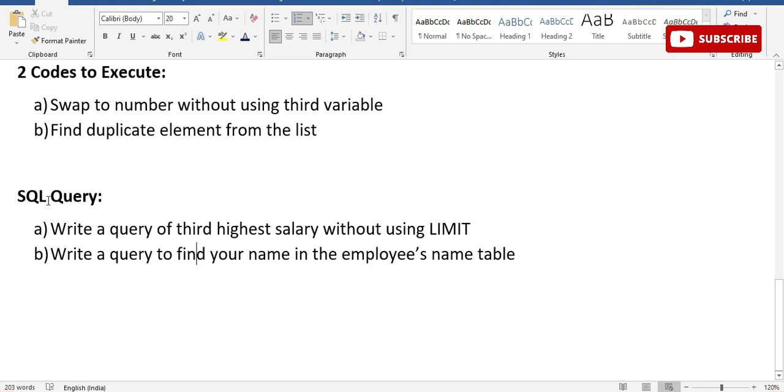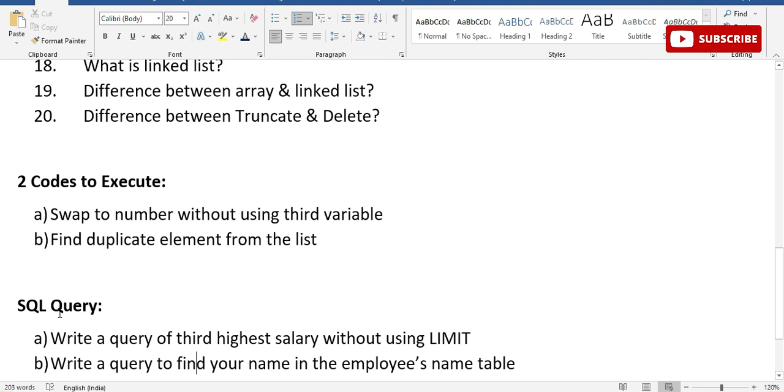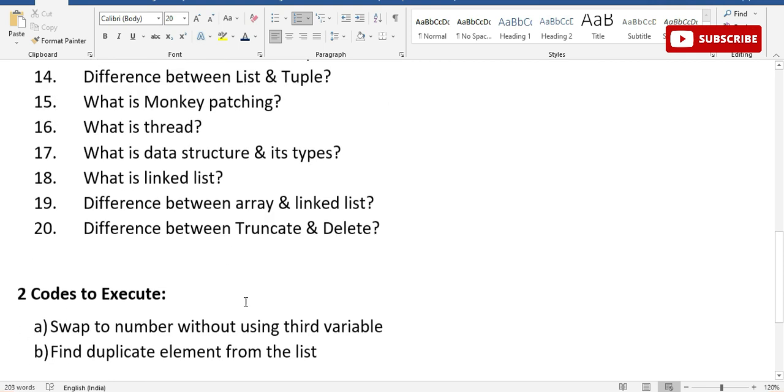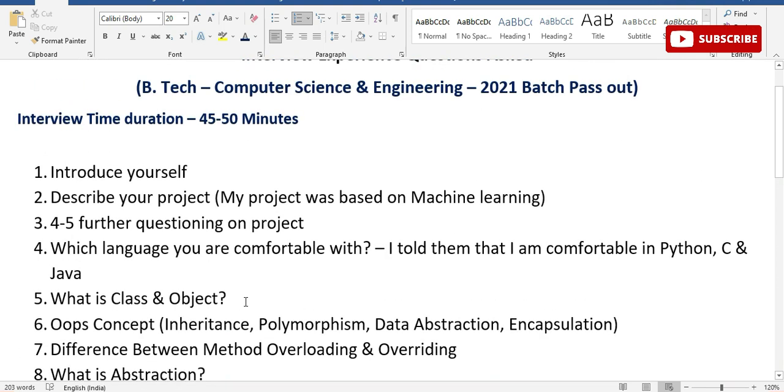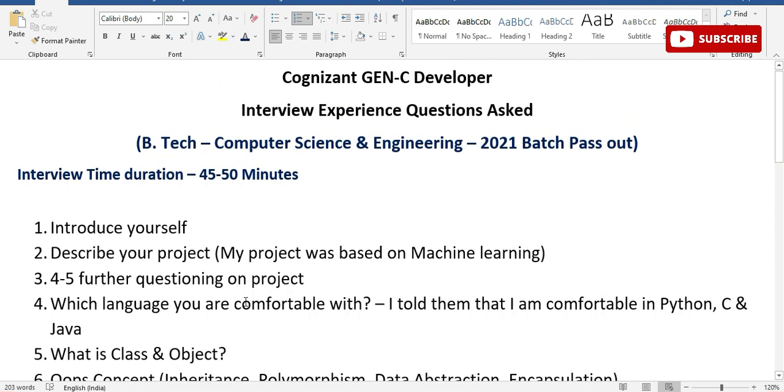Then the last questions were SQL queries. One was to write a query for the third highest salary without using limit. The second question was to write a query to find your name in the employee's name table, which they needed to run in SQL. So these were the questions. You can pause it and write them down so that you can prepare for the Cognizant Gen Z developer profile.